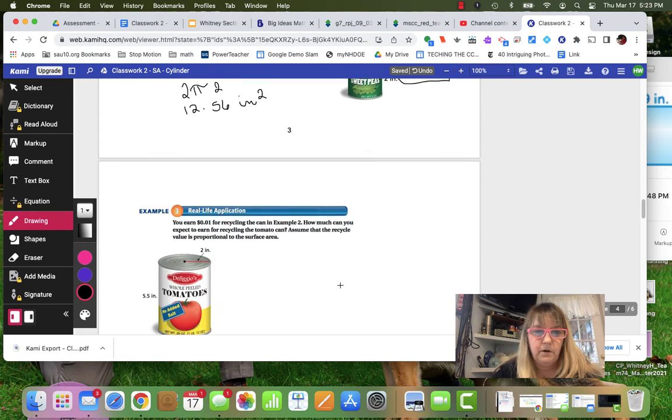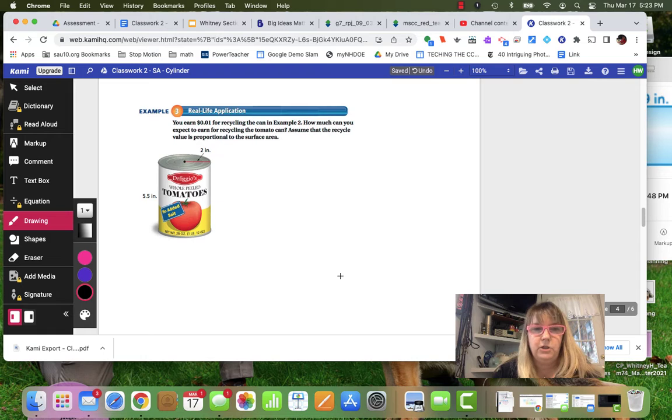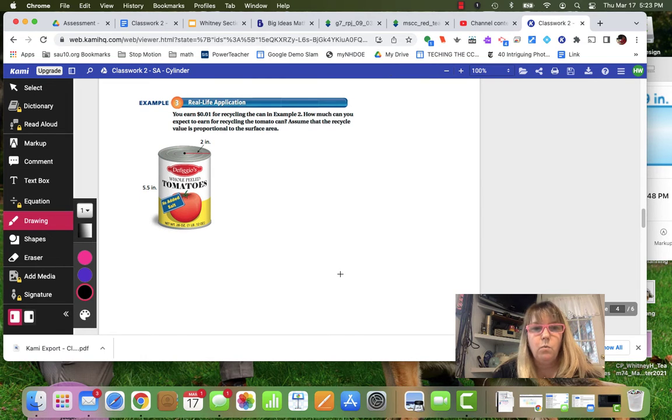Not too bad. All right, here's a real-life application that says you earn 1 cent for recycling the can in the previous example, the can of peas. How much can you expect to earn for recycling the tomato can? Assume the recycling value is proportional to the surface area. So I need to know the surface area of the 2 cans. So we're going to start off with the tomatoes.